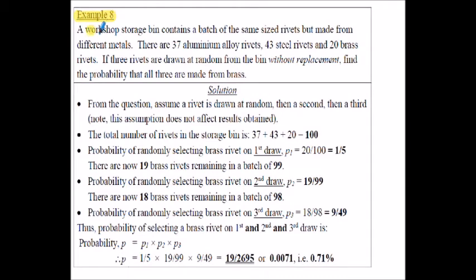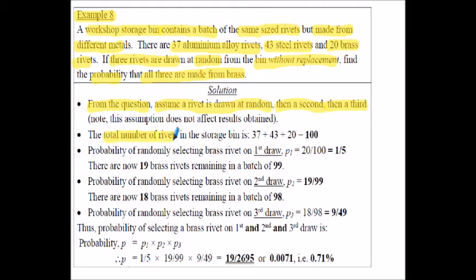Example 8. A workshop storage bin contains a batch of the same size rivets, but made from different metals. There are 37 aluminium alloy rivets, 43 steel rivets, and 20 brass rivets. If 3 rivets are drawn at random from the bin without replacement, find the probability that all 3 rivets are made from brass. So from the question, we're going to assume a rivet is drawn at random, then a second, then a third rivet.